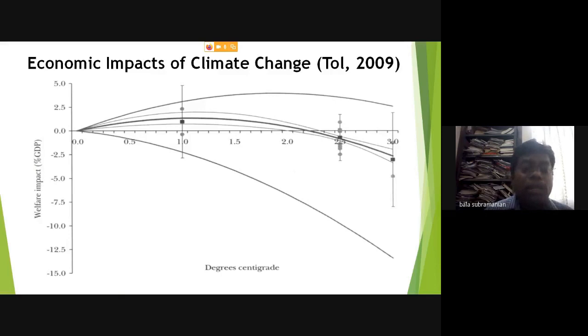So here actually, this diagram is also very famous in the economics of climate change. On the left side, the vertical axis shows the welfare impact of the GDPs. The welfare impact is plus and minus.